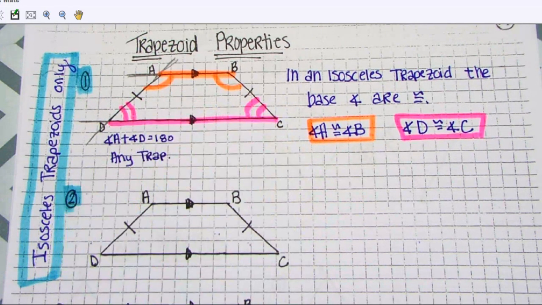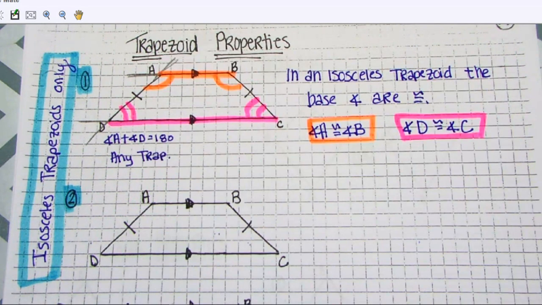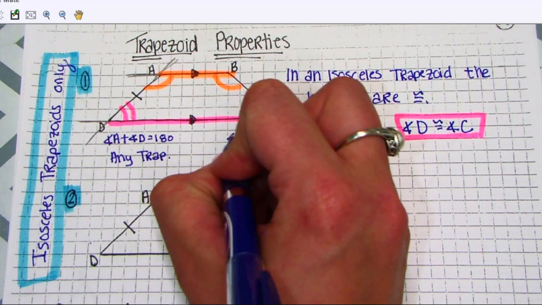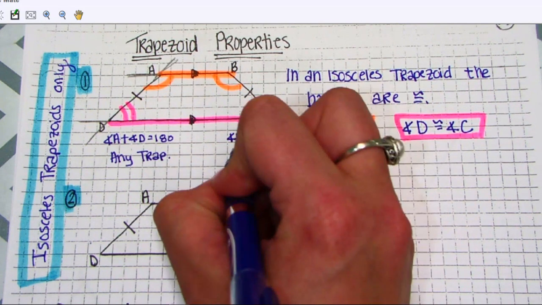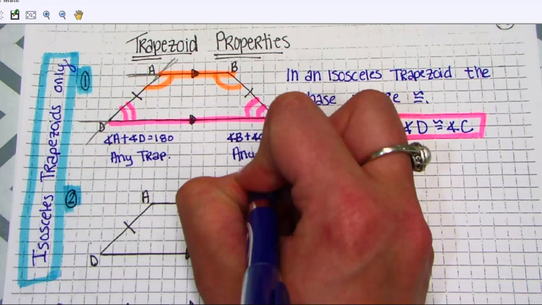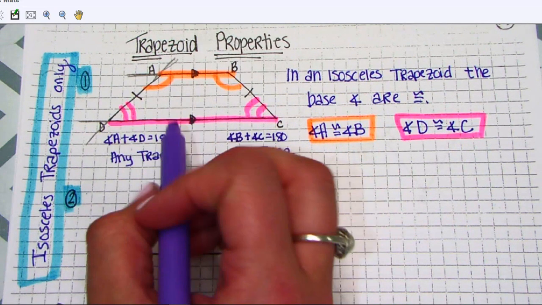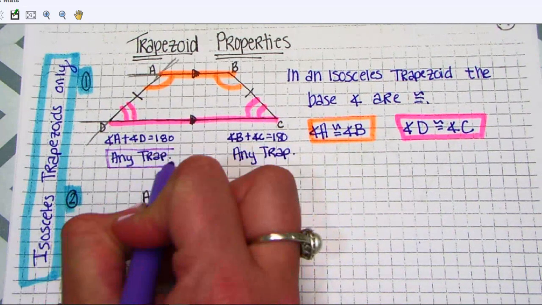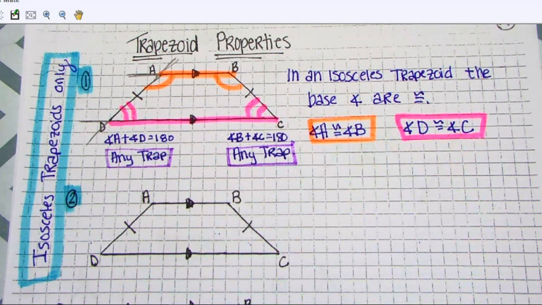So it doesn't matter what type. The angles that share basically a leg, they're going to add up to 180, and then the same is true on the other side. Angle B plus angle C will also equal 180, and that is true for any trapezoid. So base angles are the same if the trapezoid is isosceles, and then those angles on the side will always add up to 180.